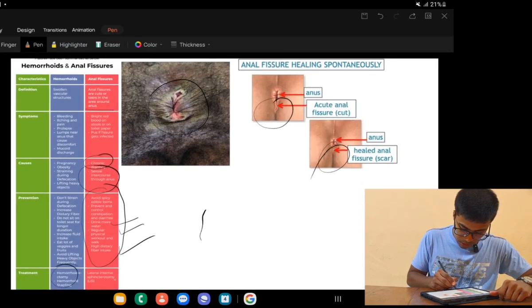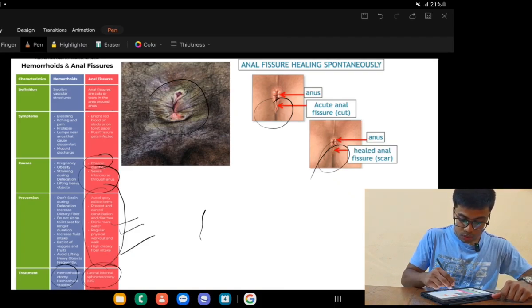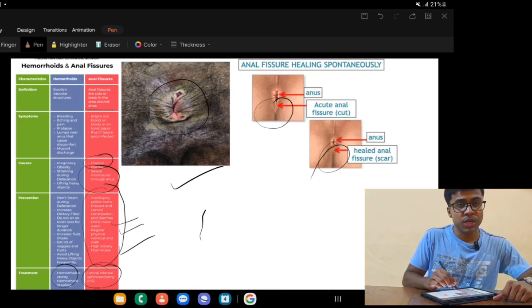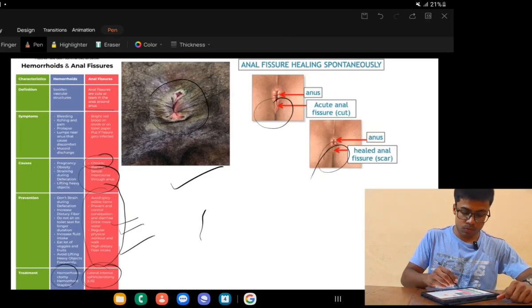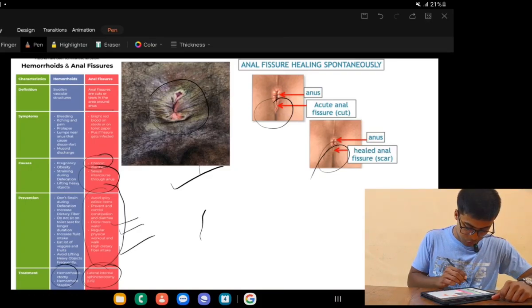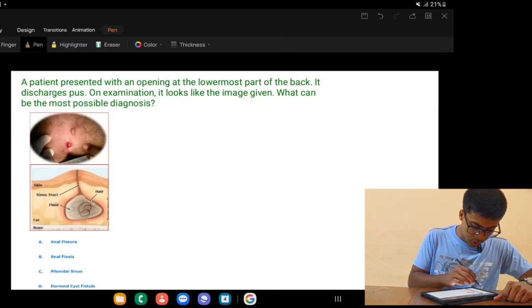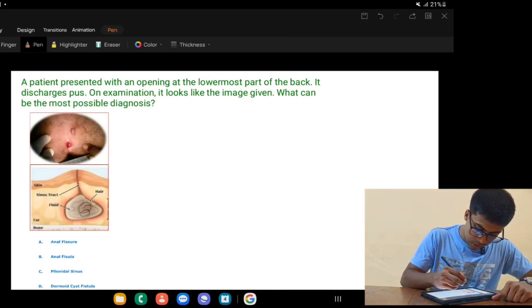Hemorrhoidectomy is there, and here is lateral internal sphincterectomy. So you should know this. Sometimes an image can be given and they will ask what this is. So sometimes anal fissure. So the next question is question number 36.